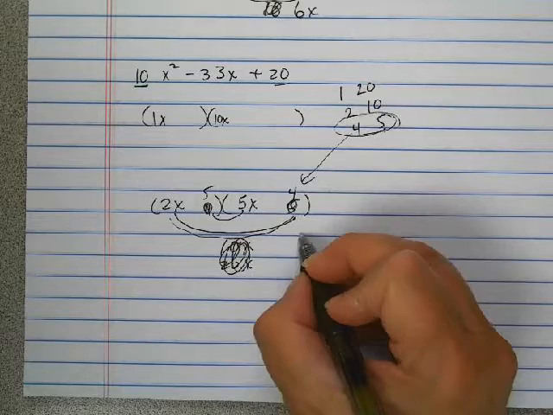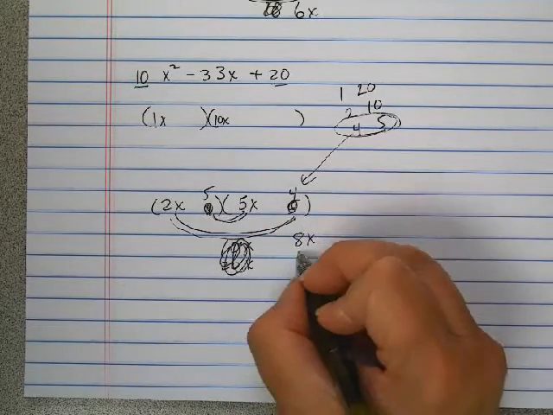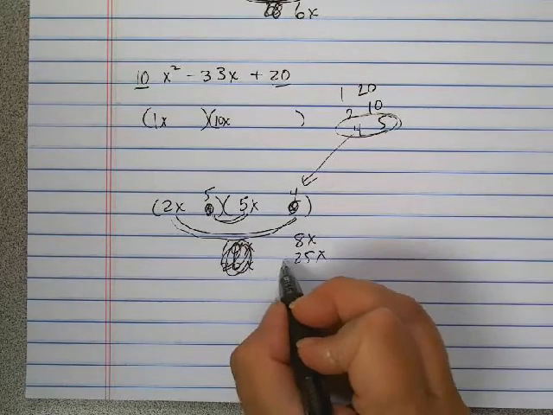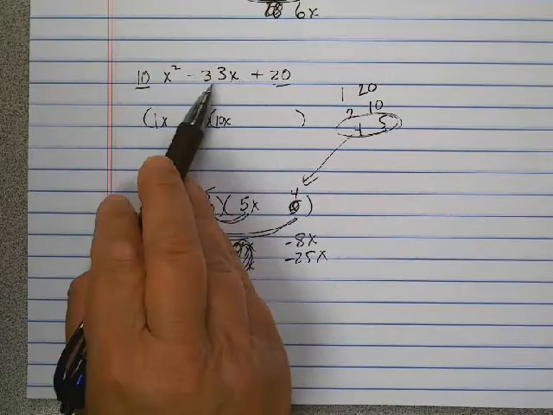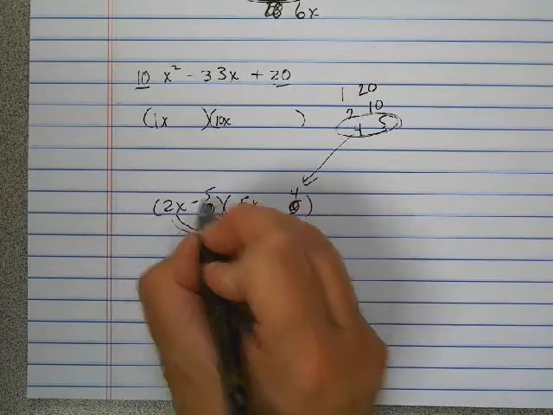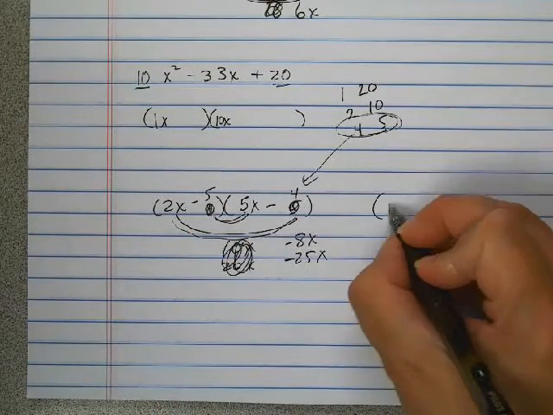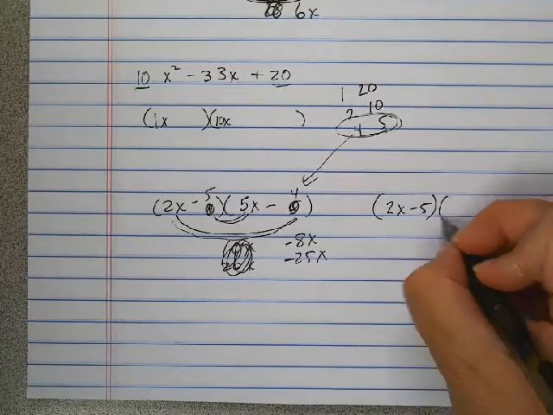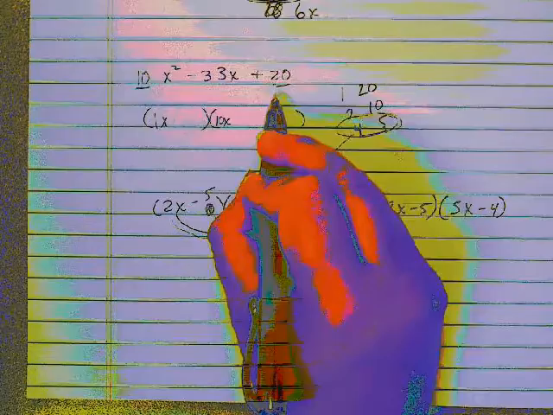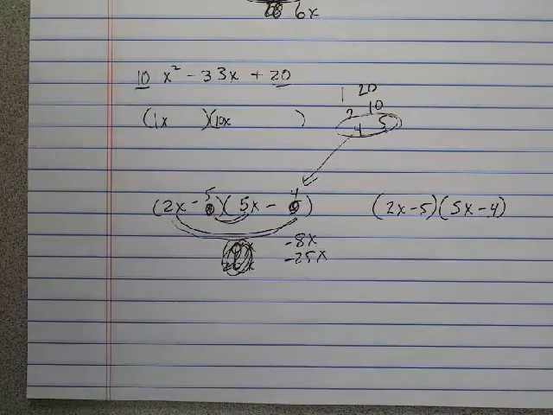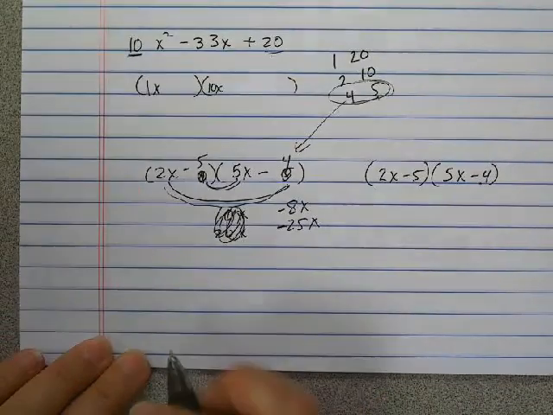This would give me 8x, and this would give me 25x. Well, if I have negative 25 and negative 8, that would be negative 33, so I found it. The factored form would be 2x minus 5 times 5x minus 4, because a negative 5 times a negative 4 is a positive 20. Let's do another one. Last one here.